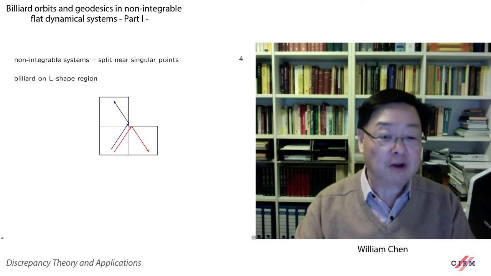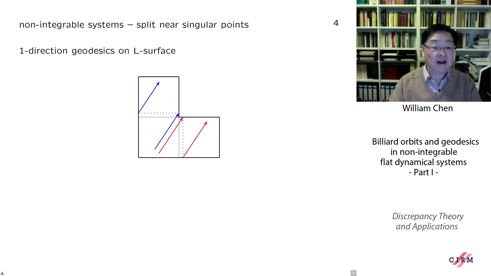For example, let's look at playing billiard on this L-shaped region. We can see the blue and the red paths starting quite close to each other. And then one went on the left side of a vertex and the other goes past the right side of a vertex, and then the paths end up rather different afterwards. Another example is one direction geodesics on the L surface, again illustrated here by the two paths in the two different colors.